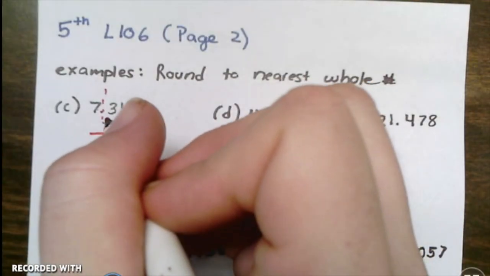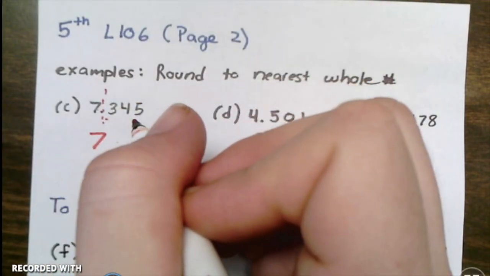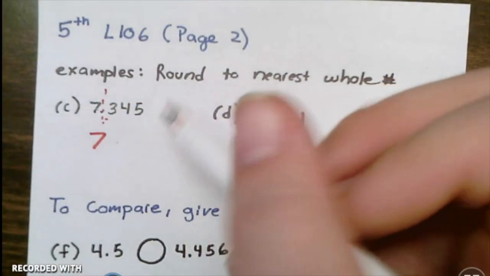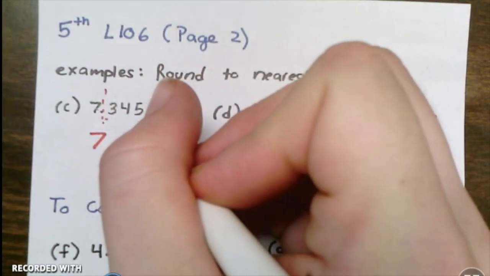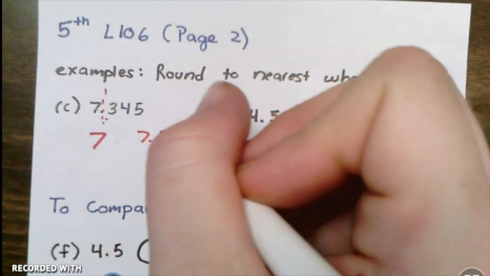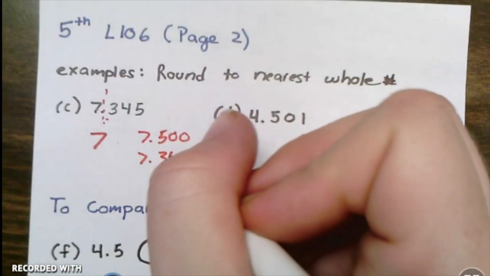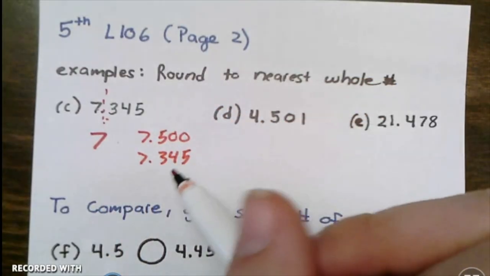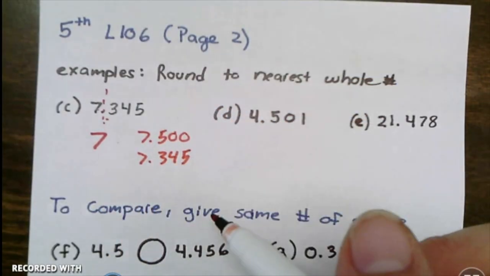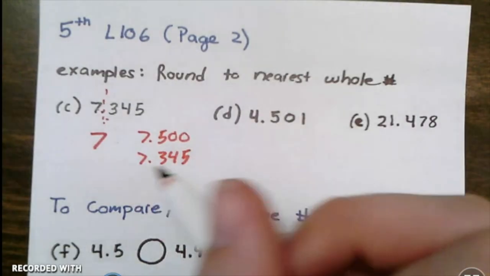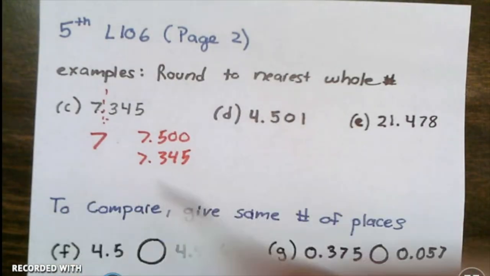I also could say, well, 345 has 3 decimal places, so if I were to compare it with half, is this number less than that? Yes, it is. So it's closer to 7, and it will go to 7.